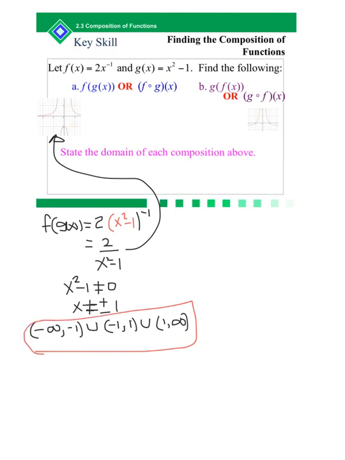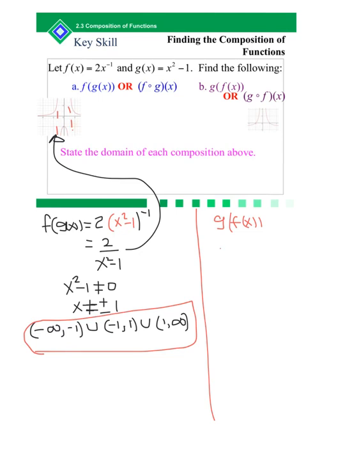And you can see that on the graph. There are two breaks on the graph. Those are the two breaks. And you can see that is called the union. The union is showing the 3 parts of the domain. And let's look at the next one. We're going to look at g of f of x.